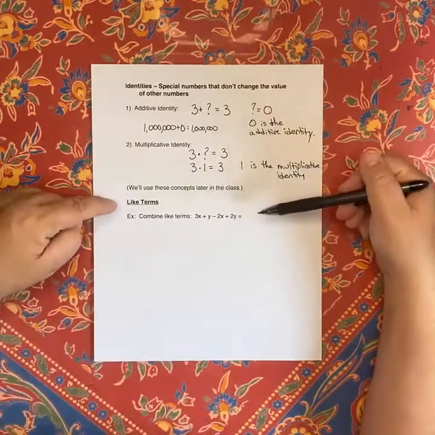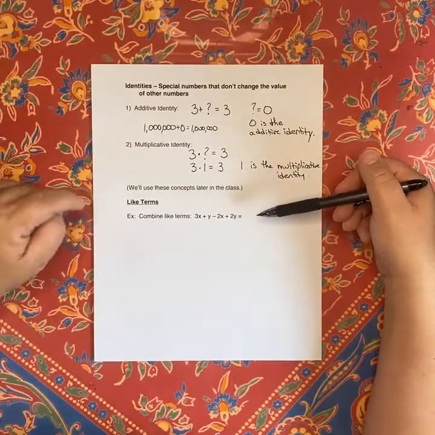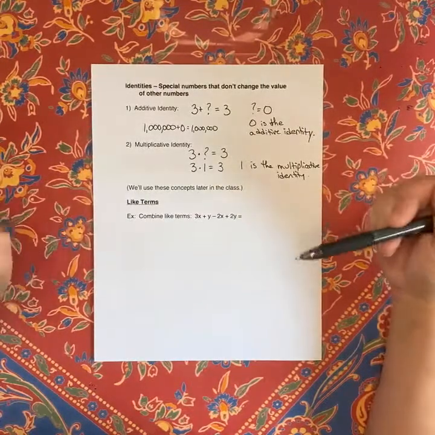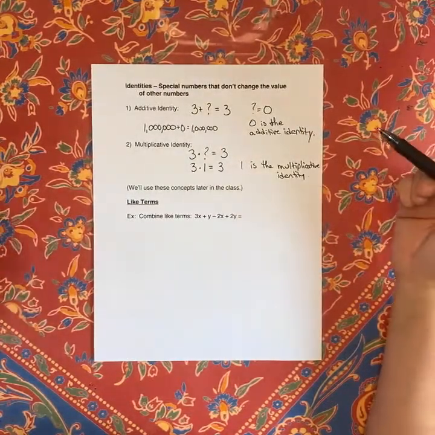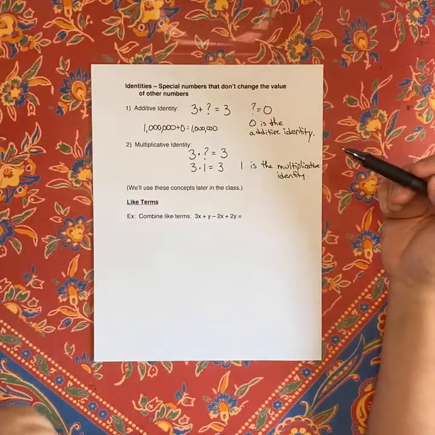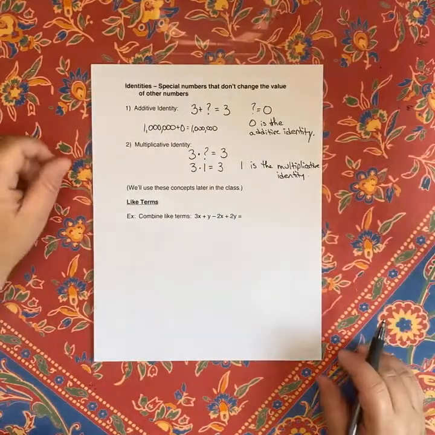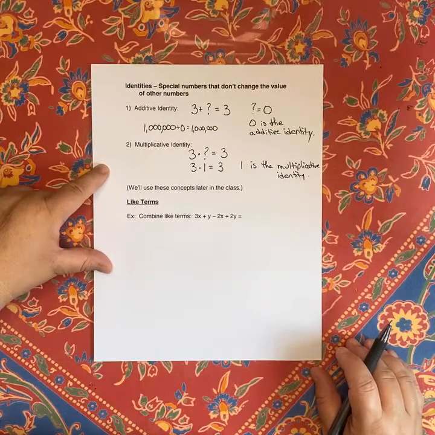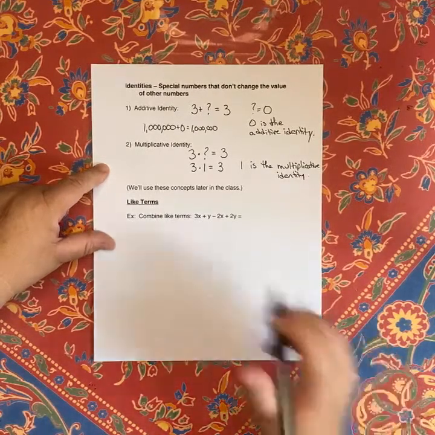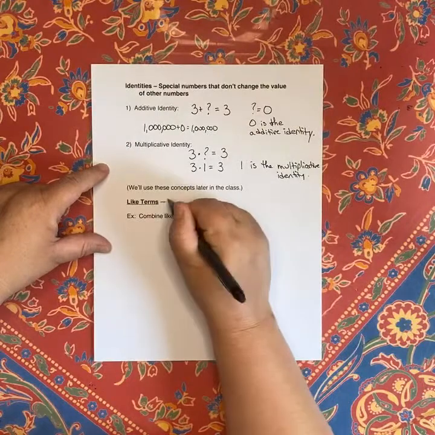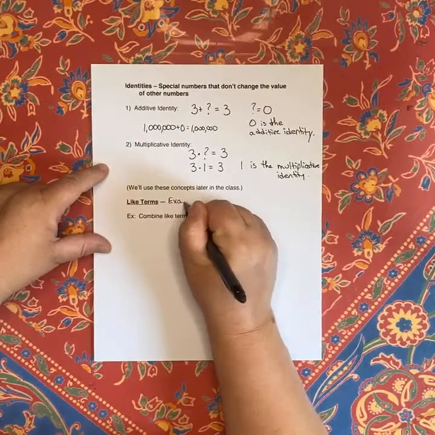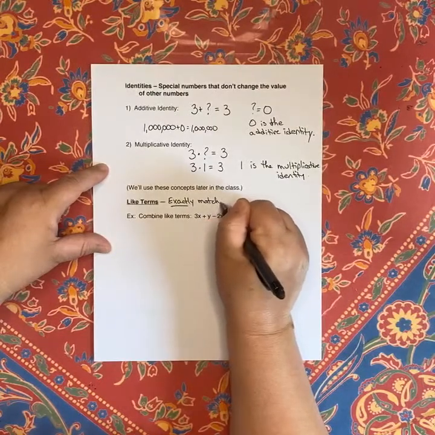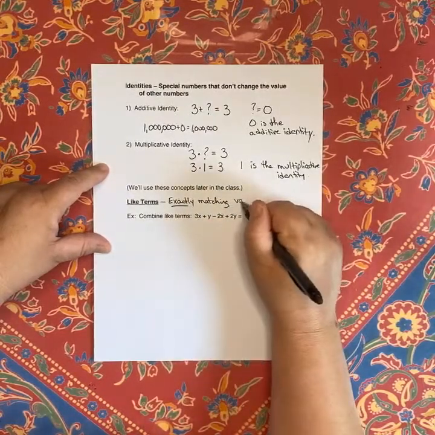And then we're going to move on to one more concept. This is very exciting. Like terms. Again, somebody else named all these things. And when I am king of the universe, maybe we'll come up with some different names. But like terms means they match. It means exactly matching variables.